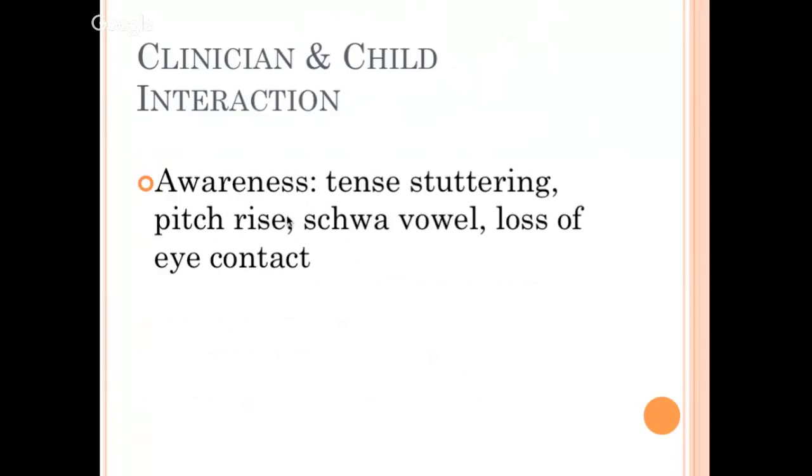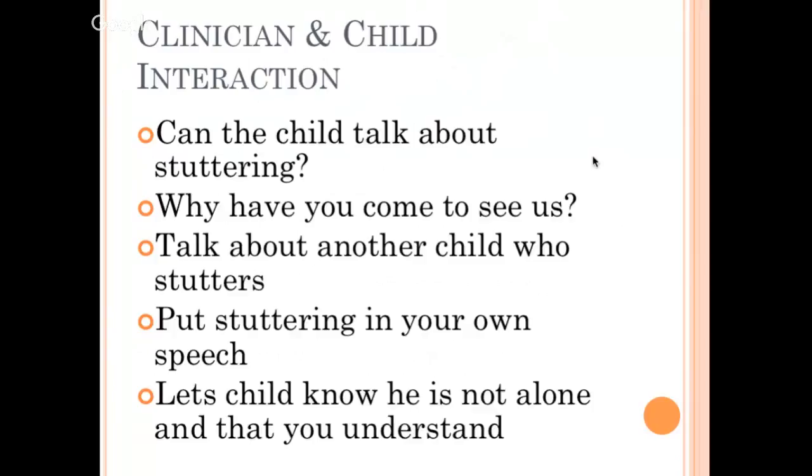Also, any kind of loss of eye contact right before, right during, or right after the stuttering can be a good indicator as well. Is the child able to talk about stuttering? So why have you come to see us today? And you get all kinds of answers from that. Sometimes it's I don't know, and they really don't know. Sometimes I've asked that and a little child has started crying. I've asked that before, and a 4-year-old told me, you're going to help me with my talking.